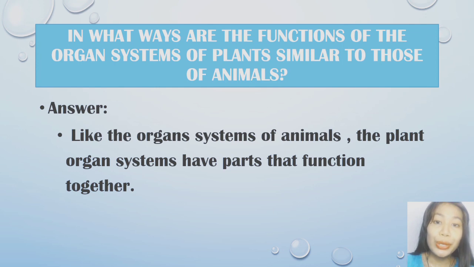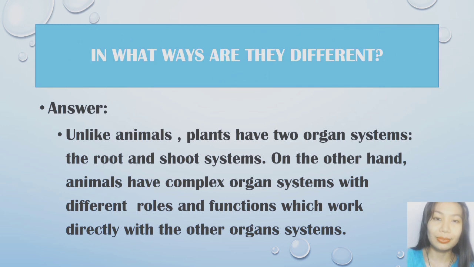In what ways are the functions of the organ systems of plants similar to those of animals? Like the organ systems of animals, the plant organ systems have parts that also function together. So in what ways are they different? Okay, so unlike animals, plants have two organ systems, and these are the root and the shoot system. On the other hand, animals have complex organ systems with different roles and functions which work directly with the other organ systems.